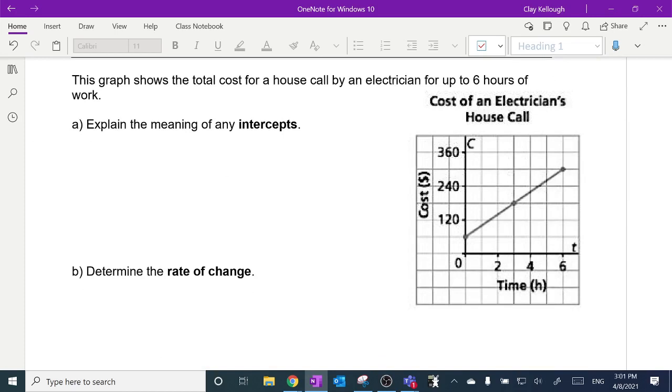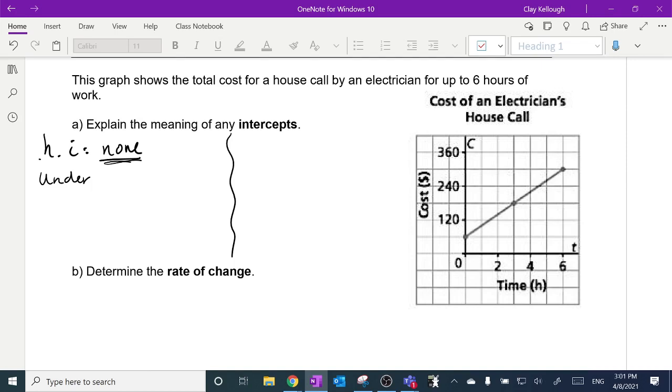This graph shows the total cost for a house call by an electrician for up to 6 hours of work. Explain the meaning of any intercepts. Okay, well let's do them one at a time. So my horizontal intercept doesn't exist. What does that mean? It will never cost you $0. That is exactly right. You're one of the first people that ever got that fast. Nicely done. I can learn to understand you much better. That's scary. Okay. Thanks for your contribution there, Siri, or whoever you are.